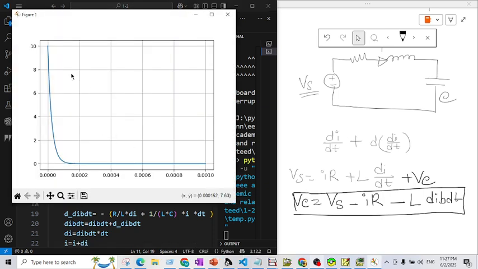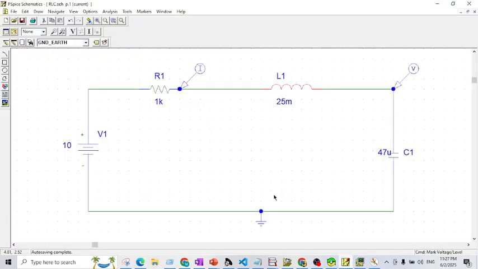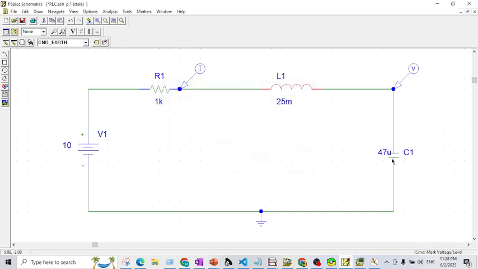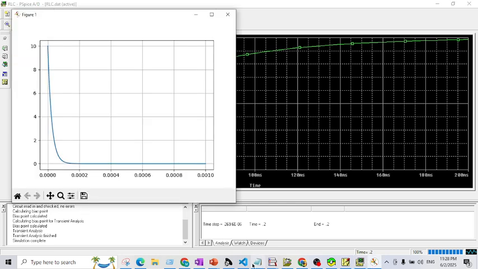Okay, so I have a damping voltage here. Wait, let me check whether my answer is right or wrong. Let's check that in PSpice. So 1k, 25, 47, 10, and the initial condition is 0. Let's say first I want the current. If I run this, I find a current here. Let's compare this with my code.